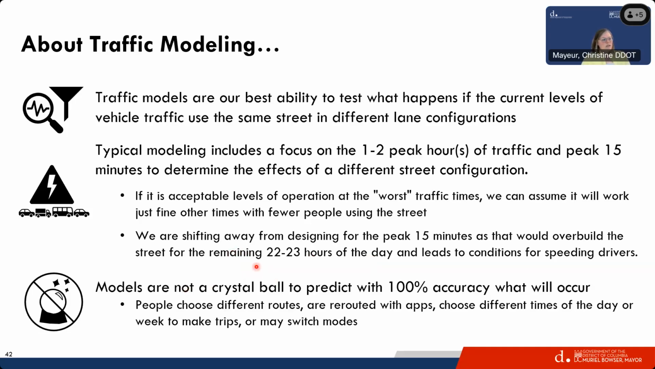Models are also not a crystal ball. They cannot predict with 100% accuracy what will occur. People may choose different routes. They may be rerouted with different apps that they use, choose different times of the day or week to make their trips, or they may switch travel modes.